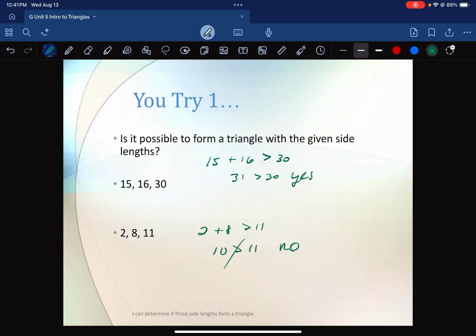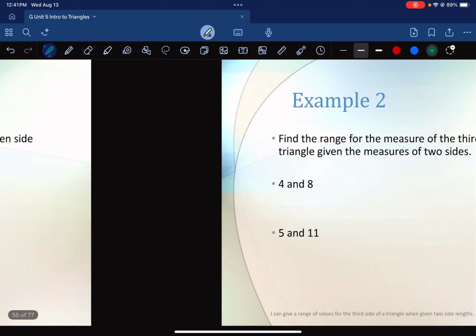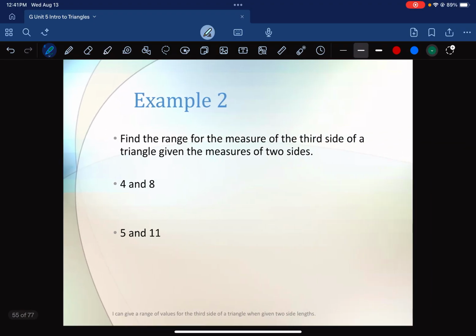And that's the triangle inequality theorem. Okay? Now, what if we said find the range for the measures of the third side of a triangle? So if two sides are 4 and 8, let's say they're the shortest. If they're the shortest, then 4 plus 8 is 12. And that means the third side can't be any greater than what?